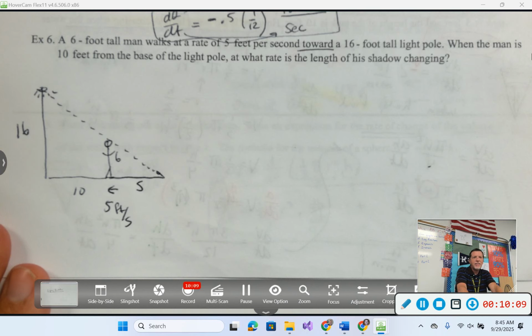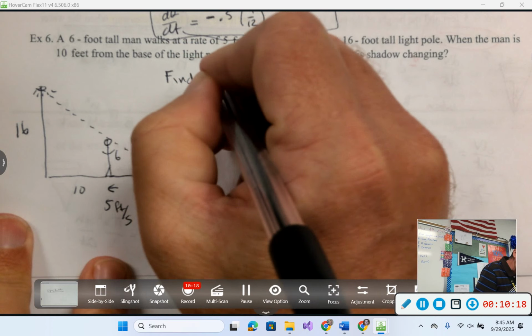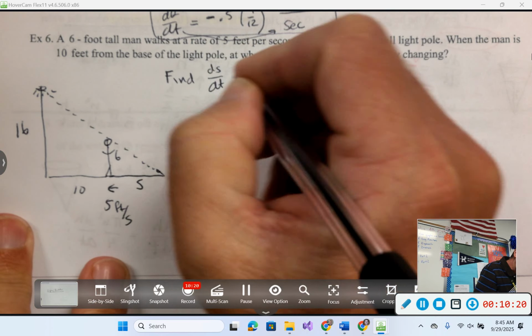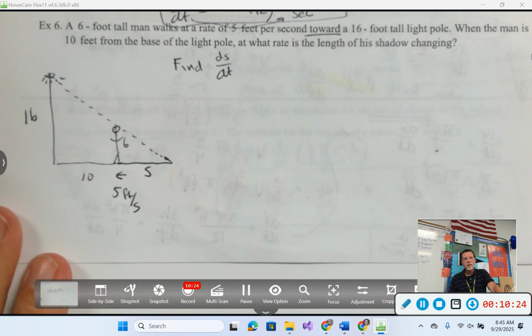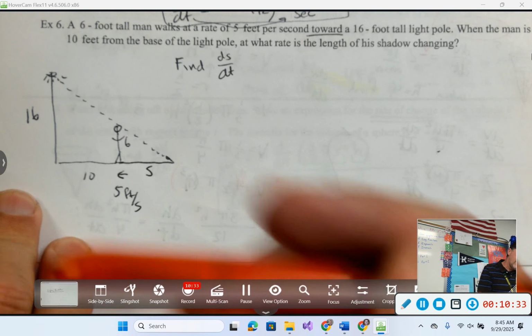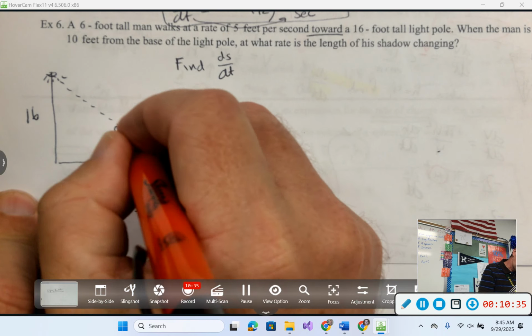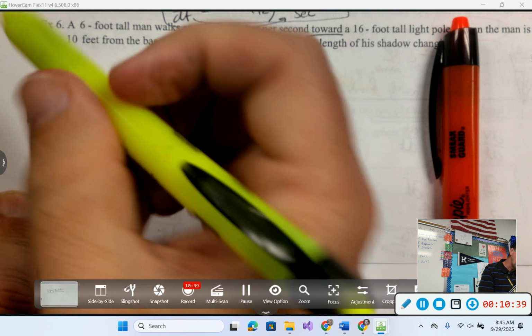Okay, so I need some formula with S in it so that ds dt will show up. Like, that's what I'm looking for. Find ds dt. Geometry All-Stars. That's you guys. I think I see similar triangles.